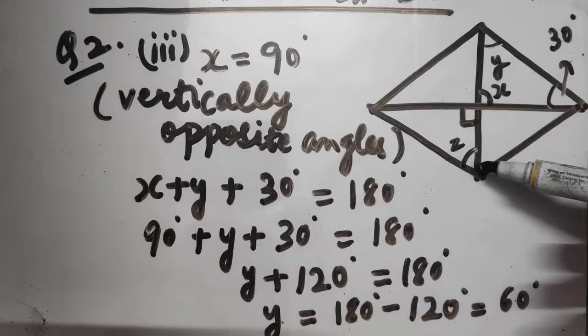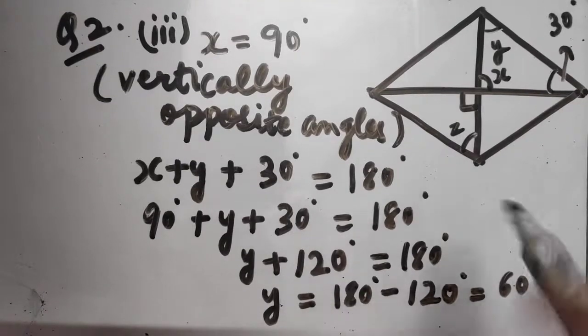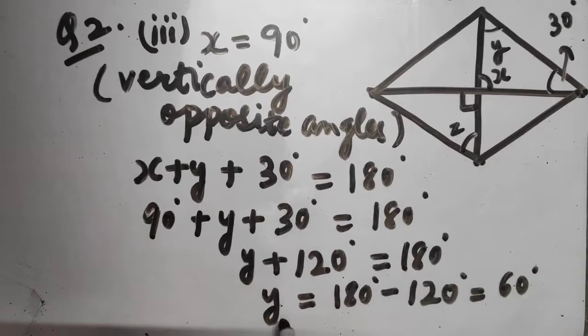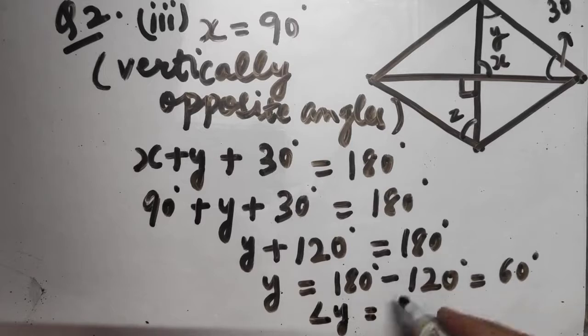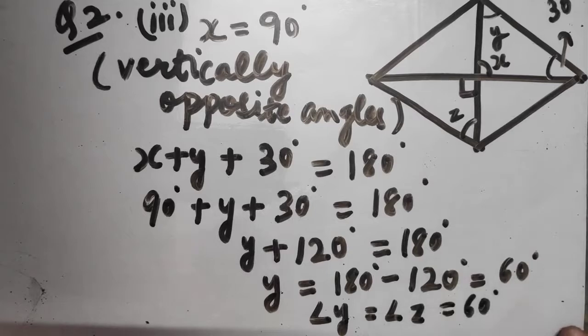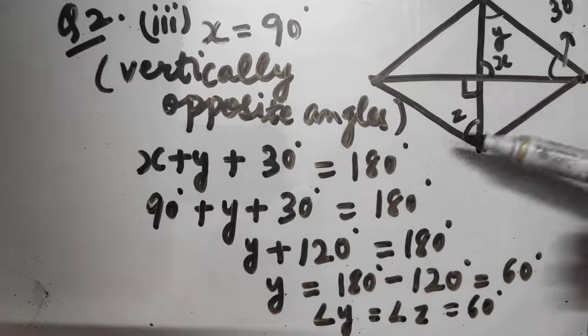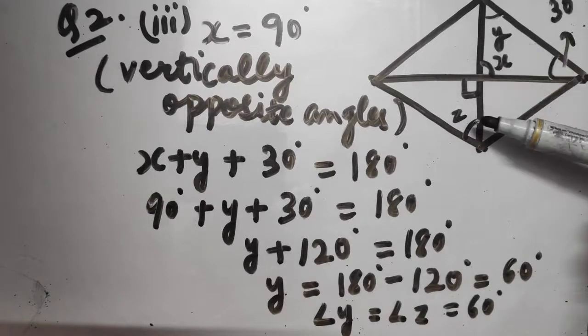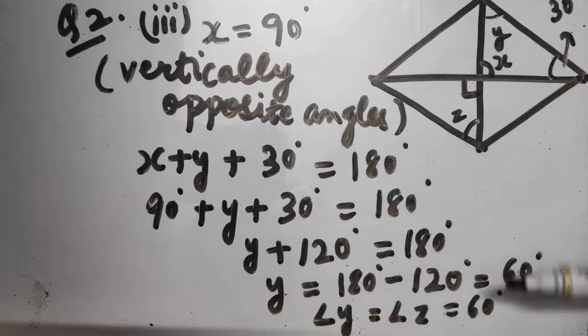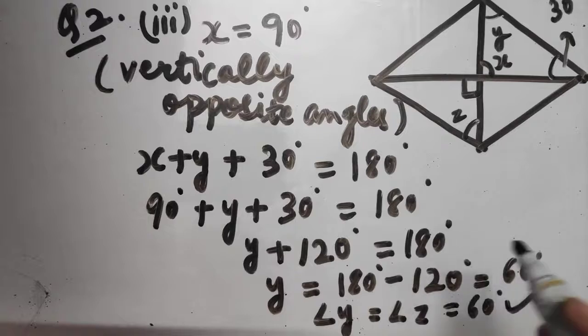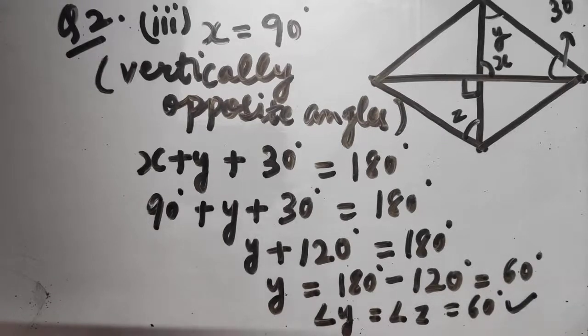Let us talk about the angle z now. So what will be the measurement of this z? So angle y is equal to angle z is equal to 60 degrees. The reason being these are alternate interior angles. So we have calculated all the three angles. Angle y is equal to angle z is equal to 60 degrees. The reason being, these are alternate interior angles. So I hope, dear children, you have understood question number 2, third part. Let us move to the next parts also.